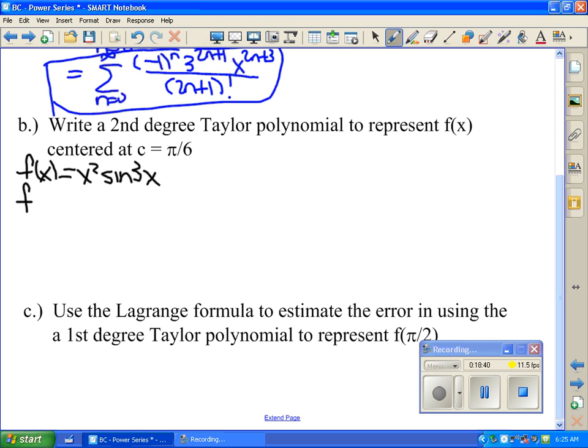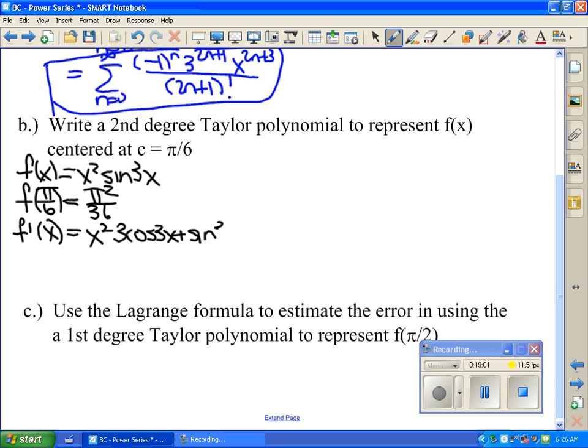Let's start with pi over 6. So f of pi over 6 is going to equal pi squared over 36. Sine of 3 pi over 6 is sine of pi over 2, so that's equal to 1. First derivative, f prime of x. I'm going to have to do some product rule here. So first times the derivative of the second, 3 cosine 3x, plus the second function times the derivative of the first. So f prime of pi over 6.